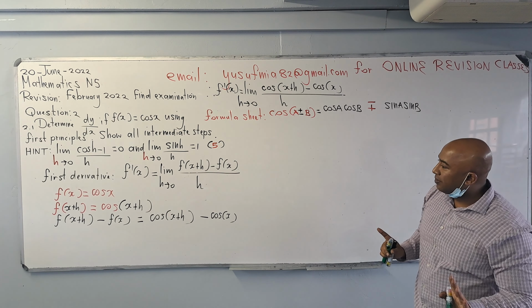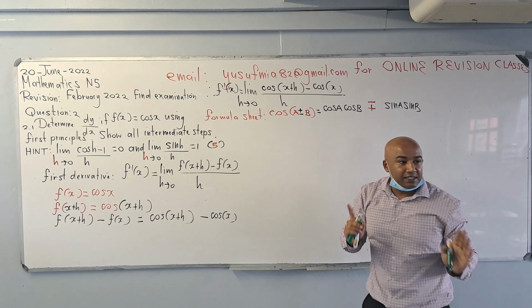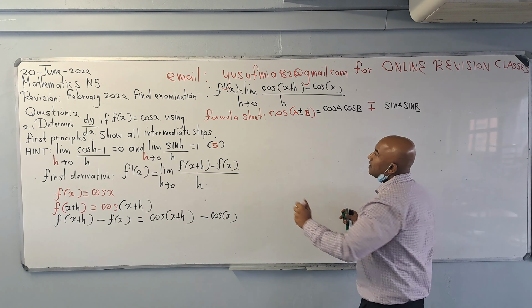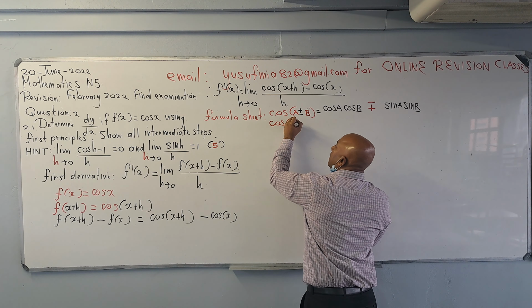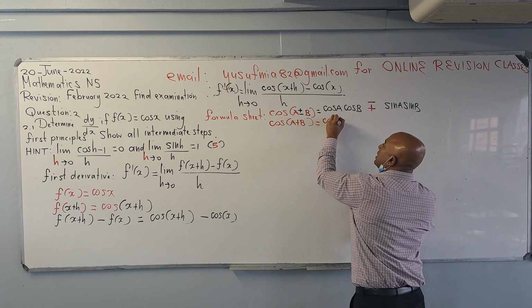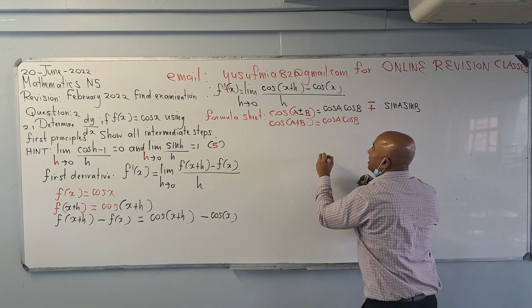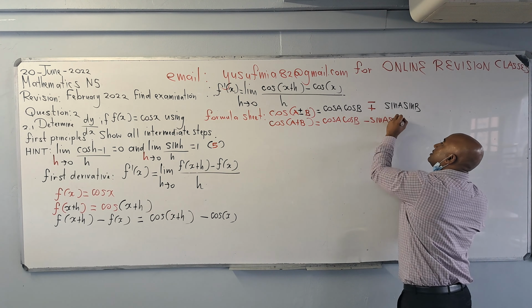So what are we using here? We only want A plus B because that's a plus sign. Okay, we want A plus B. So I have cos of A plus B, which is equal to cos A cos B minus sine A sine B.